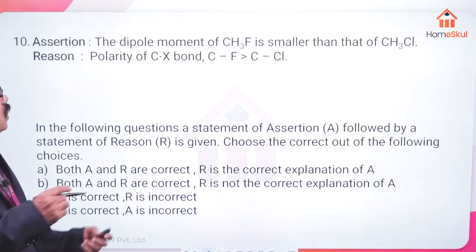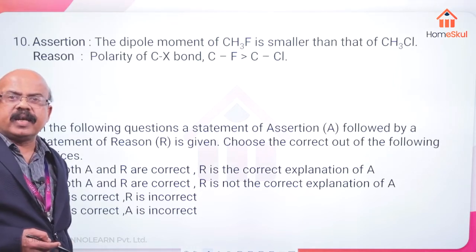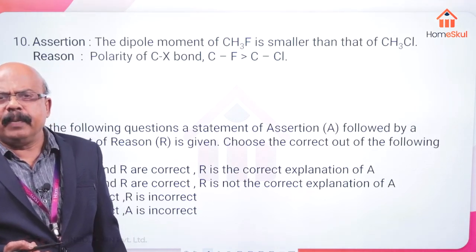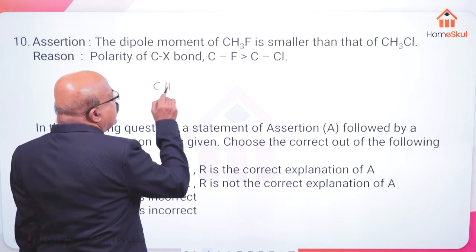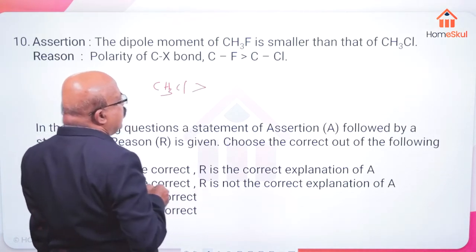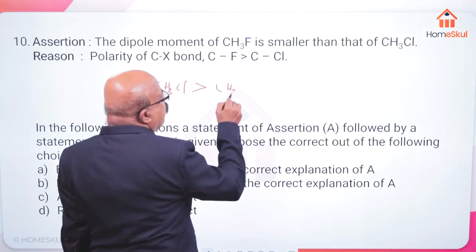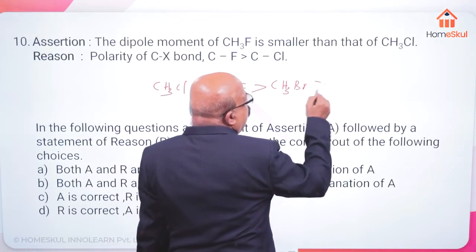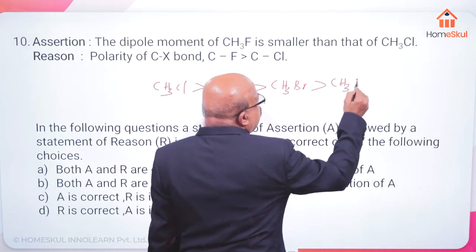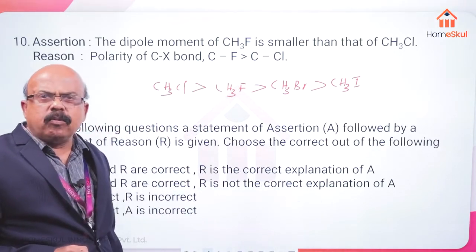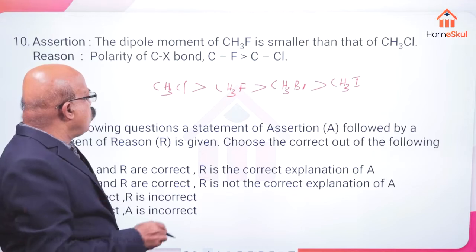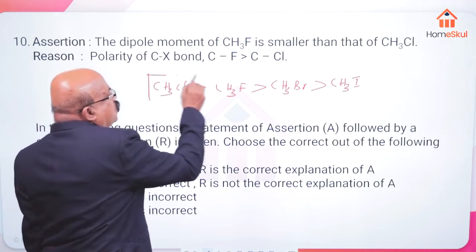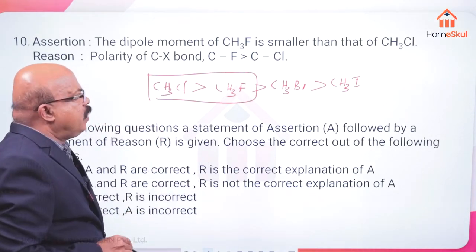The dipole moment of CH3F is smaller than that of CH3Cl. That is very important: the dipole moments of the various methyl halides follow the order CH3Cl greater than CH3F, which is greater than CH3Br, more than that of CH3I. This is the correct dipole moment order of the various methyl halides. So the dipole moment of CH3Cl is greater than that of CH3F.